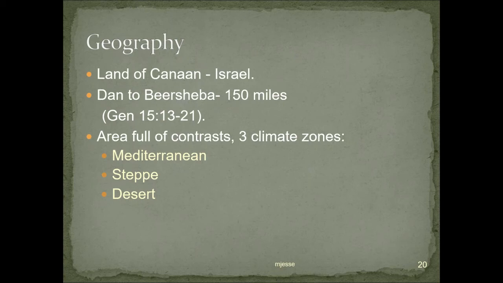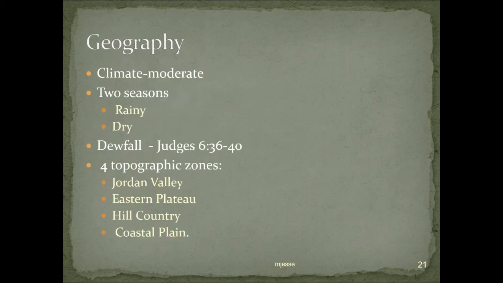In general, Israel has a moderate climate. January is the coldest month, about 46 degrees, and the summer rarely gets above 90 degrees. It has 2 seasons, either rainy or dry. And when the Bible speaks of early rains, these are the rains that begin before October, and later rains refer to those that are lasting until May.